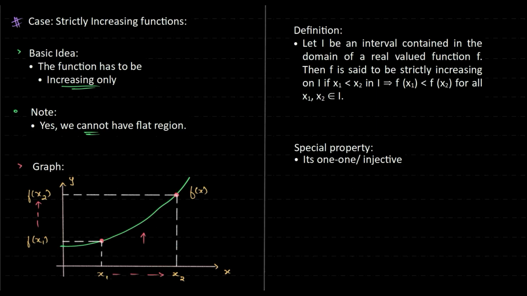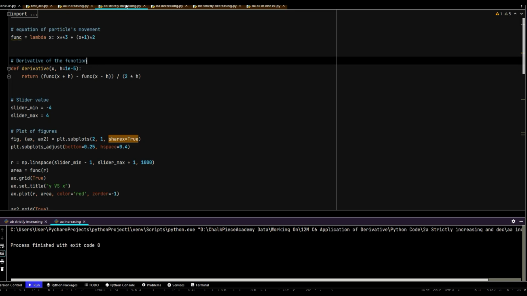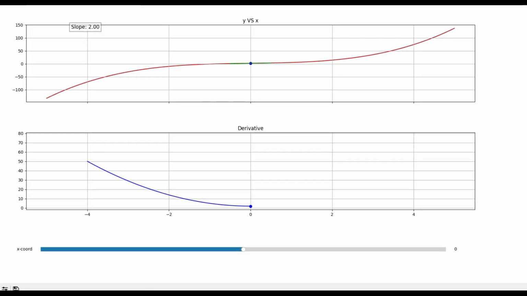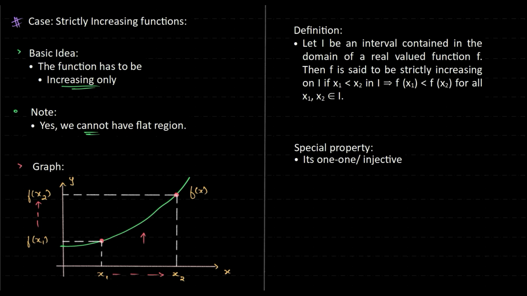Let me cancel this. If I move from left to right, as you can see, it's always increasing. And in the middle at 0, last time we saw that it became 0, but here it's not. It is 2. The slope is 2. Slope of the tangent is 2 means that the function is increasing even at 0. So this is an example of strictly increasing. It's never going to be flat.